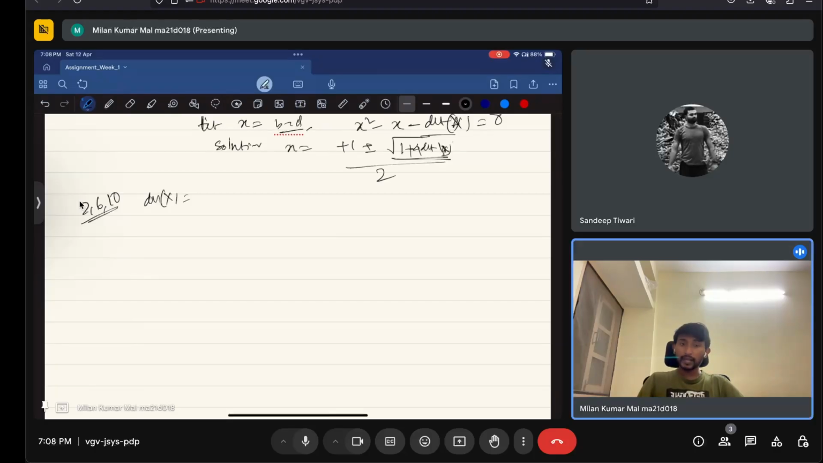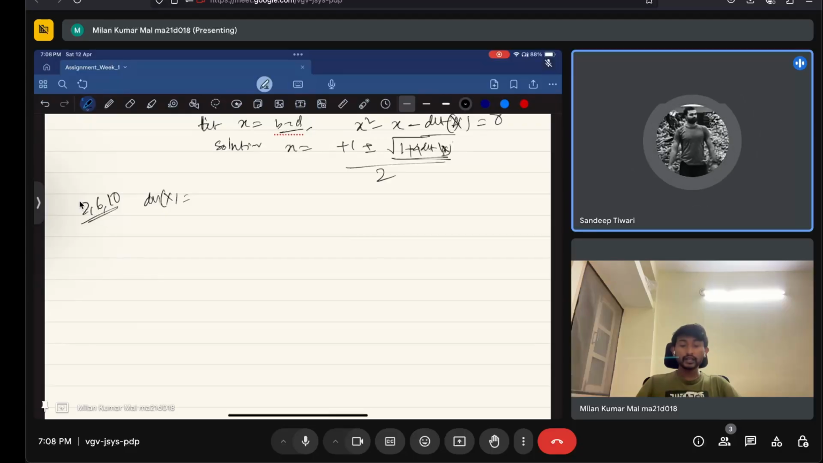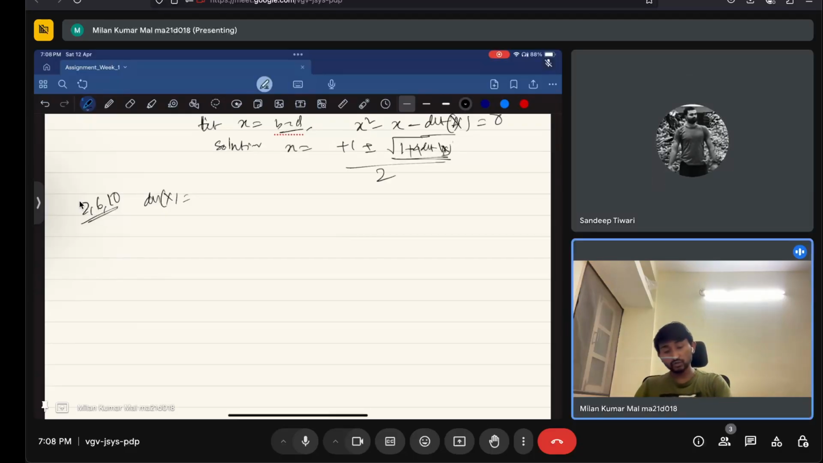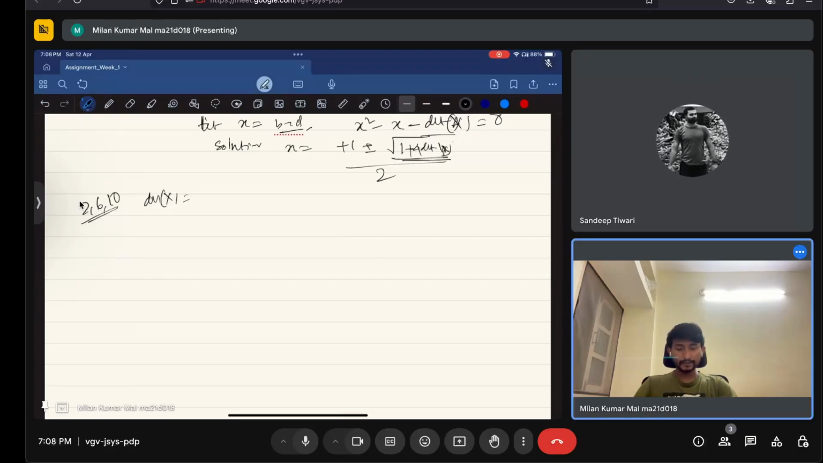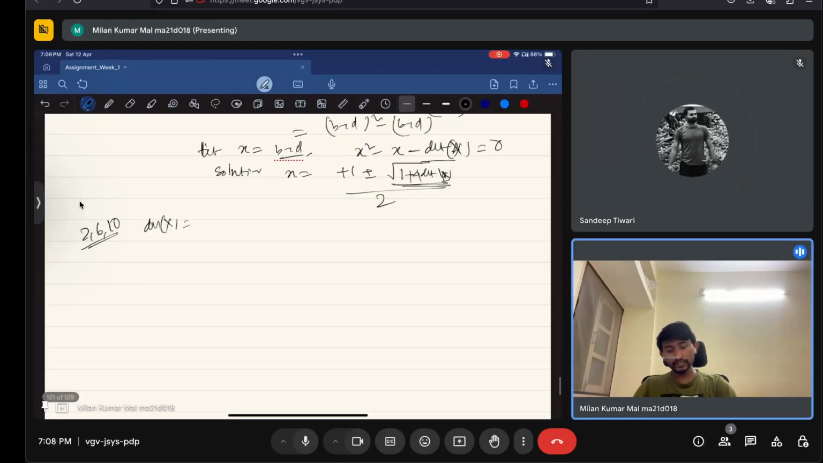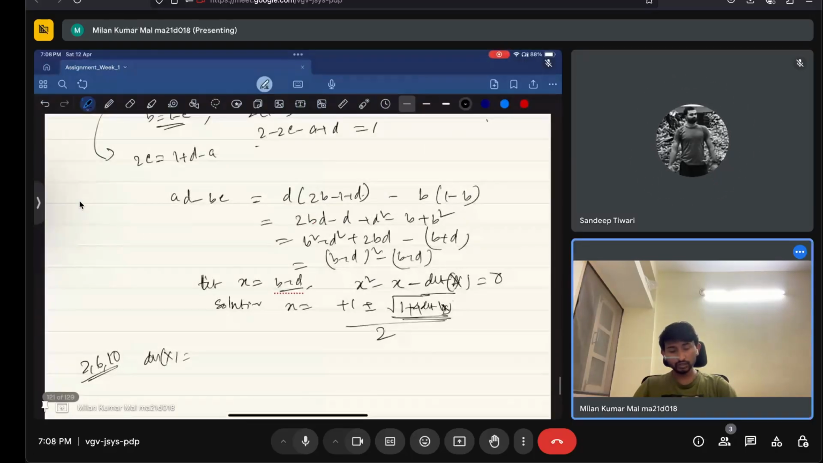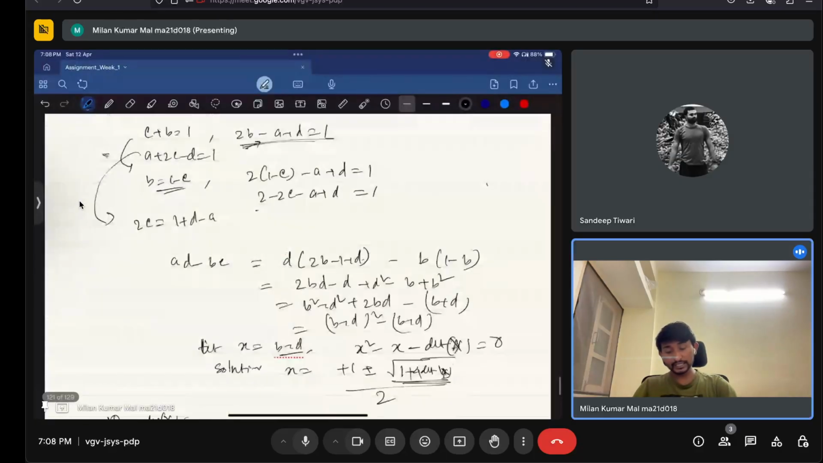So if we replace 2 there, then it will be 8 plus 1, that is 9, so 3 plus or minus 1, that will be 2 or 4. That means we will get the integer solution. So b plus d will be an integer. I think that is the possible choice one can give: 2 and 6, and 10 is not the answer.